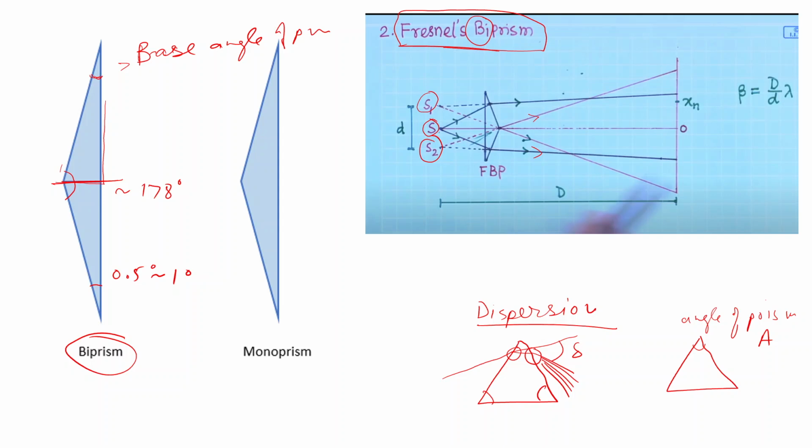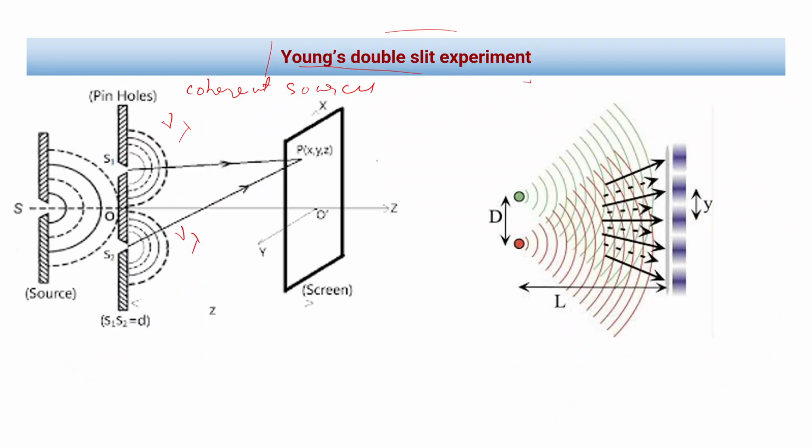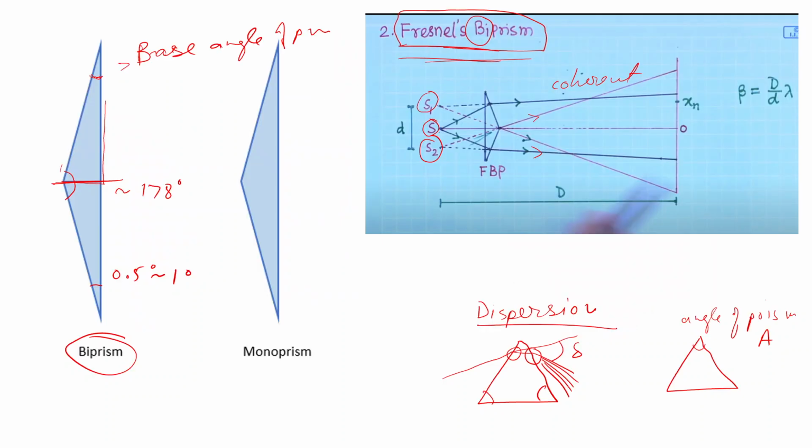So what we have done is, from a single source S, we have got waves coming here as if they are coming from two independent sources. They will be coherent in nature because they are coming from a single source, and then we'll be able to get the interference pattern. So this is another way. Apart from the double slit, we can use a biprism to get interference.